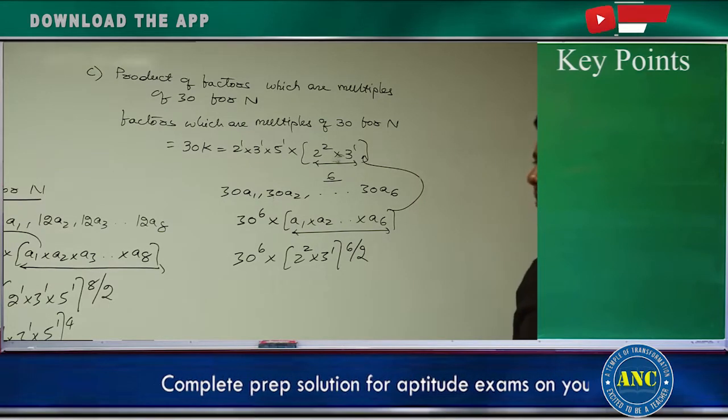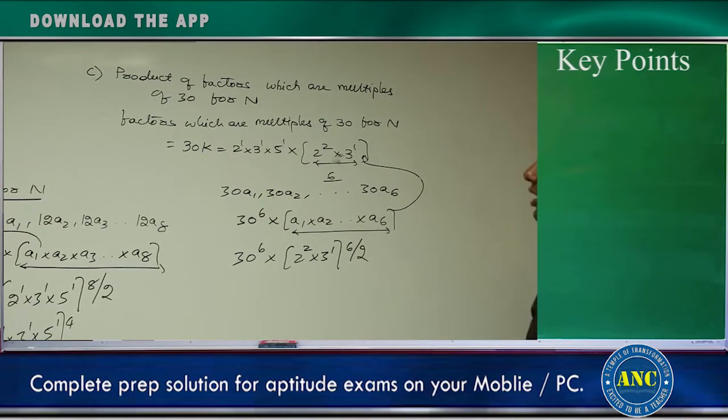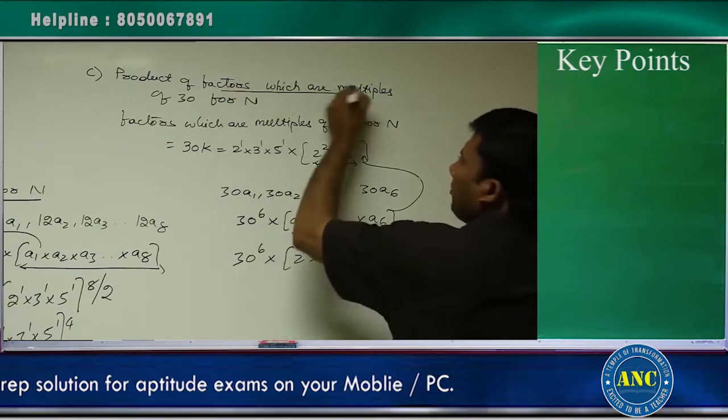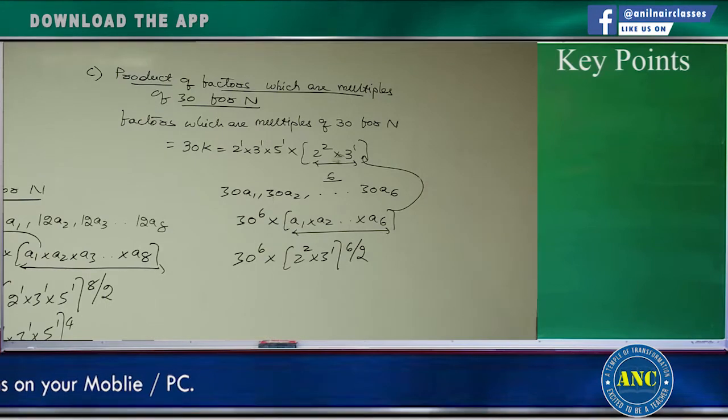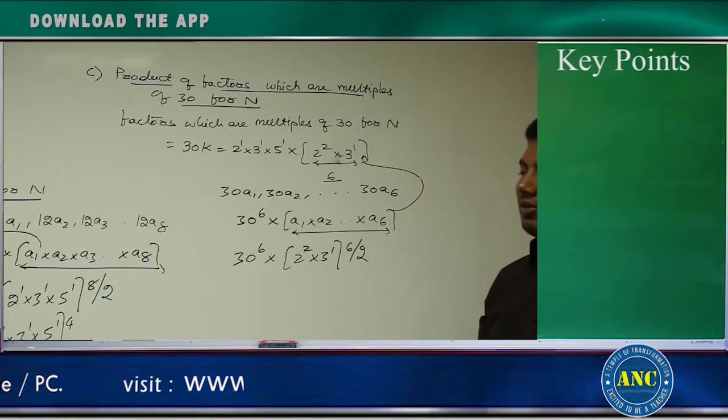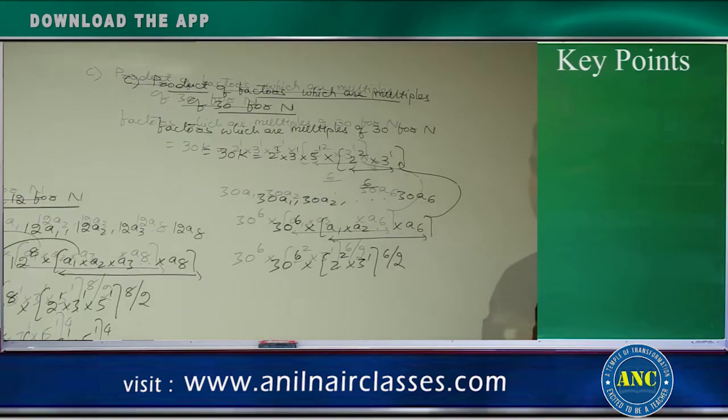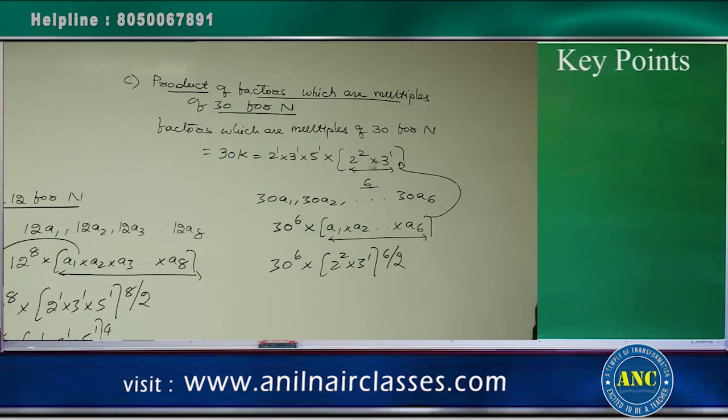Product of the factors which are multiples of 12, and product of the factors which are multiples of 30. B and C are the same problem. What will be the next one? Product of the factors which are not multiples of 12. I hope the work is clear?